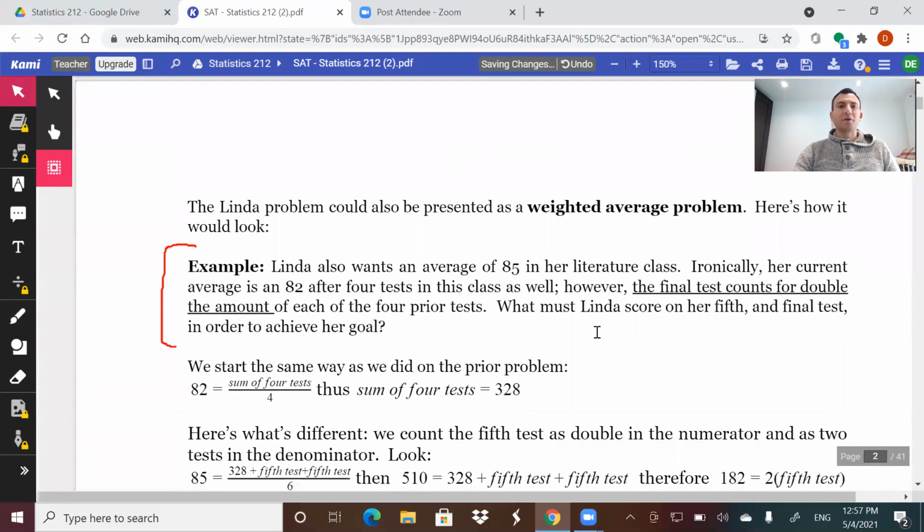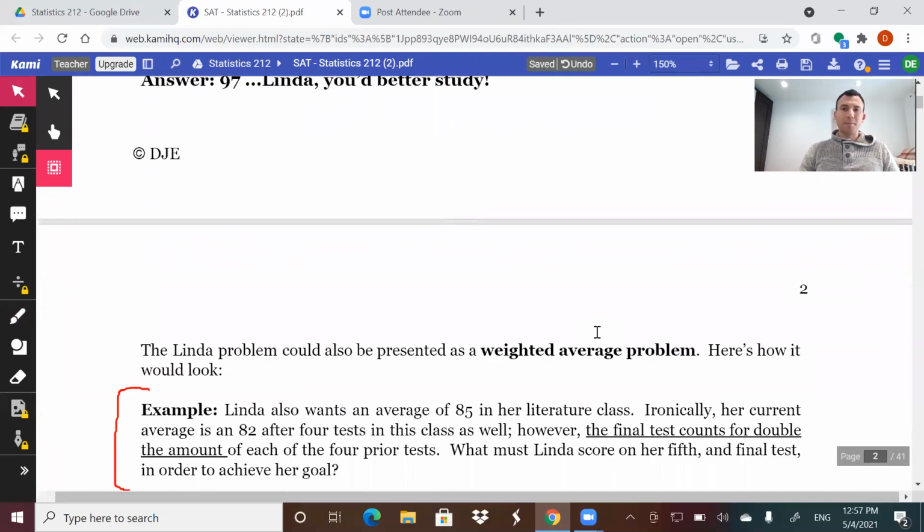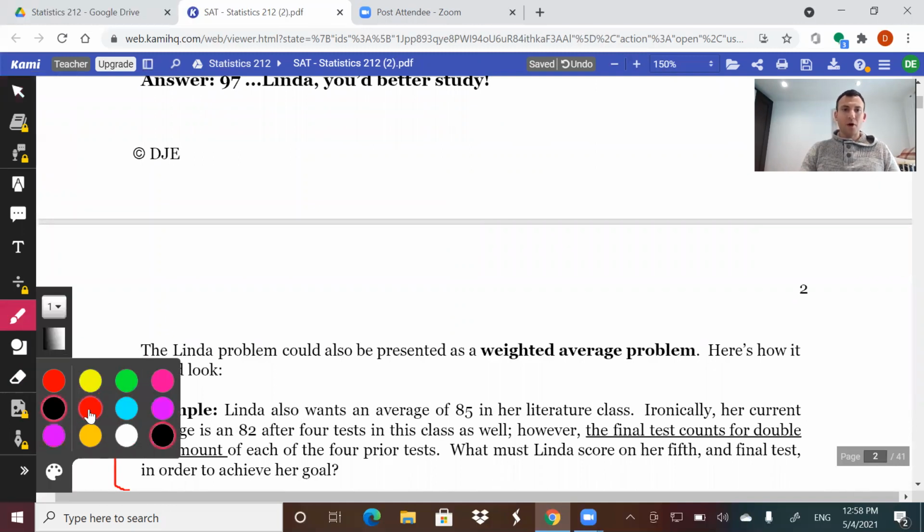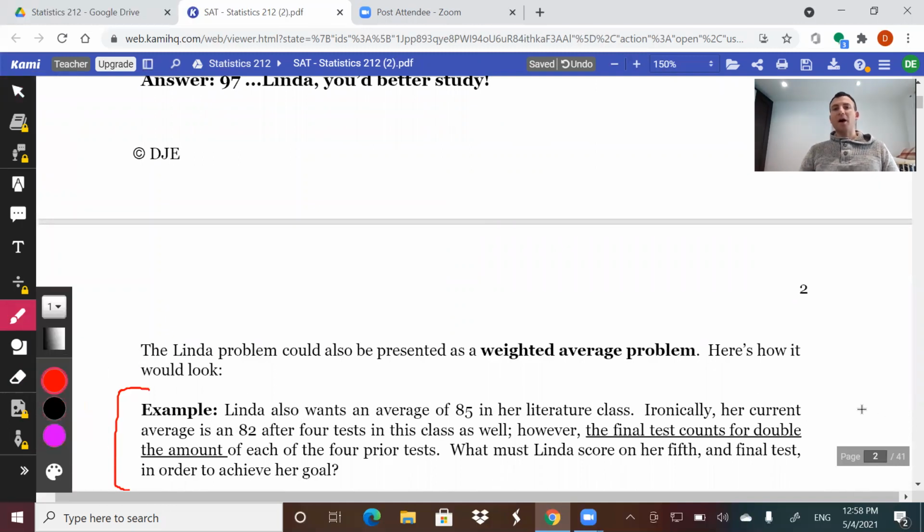So let's look at another one. This is another Linda problem, but we've stepped it up a notch. And feel free to pause and try it on your own if you want to. But what it says is Linda also wants an average of 85 in her literature class.